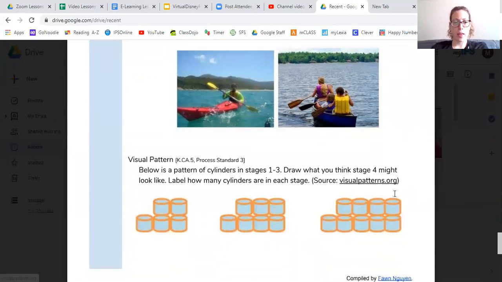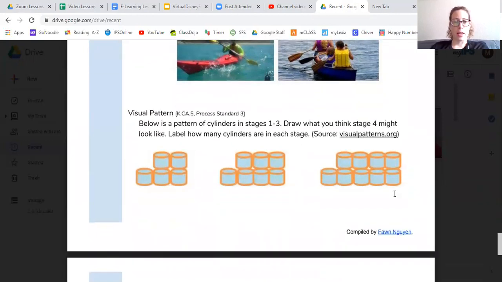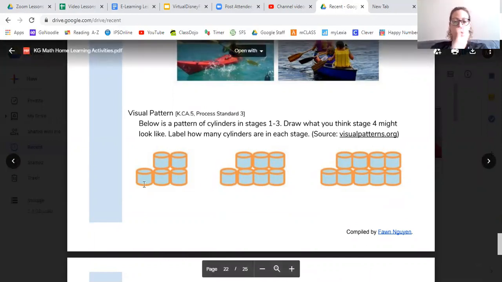Our next problem is below is a pattern of cylinders in stages 1 through 3. Draw what you think stage 4 might look like. Label how many cylinders are in each stage. So I think I would do that part first. I would write how many cylinders are in each stage.